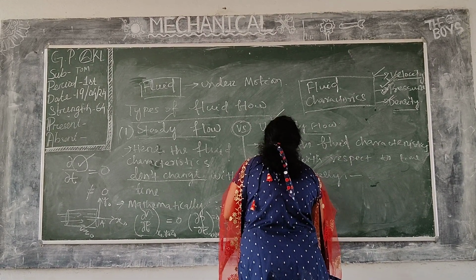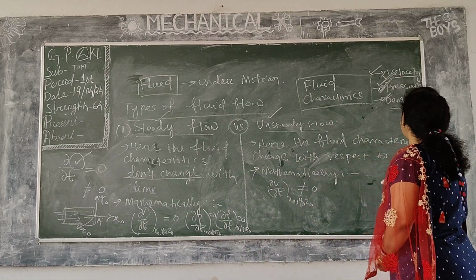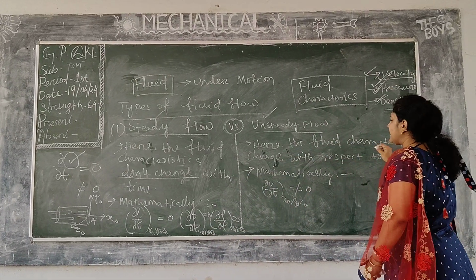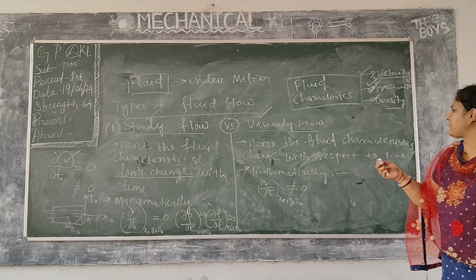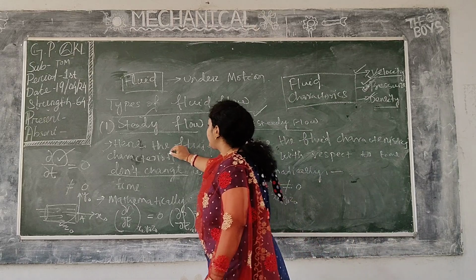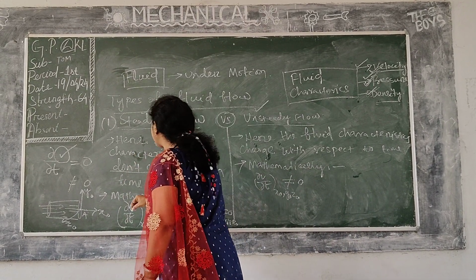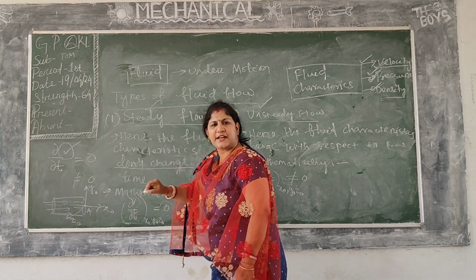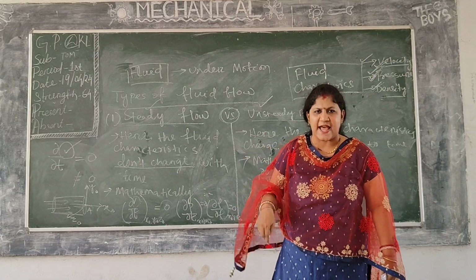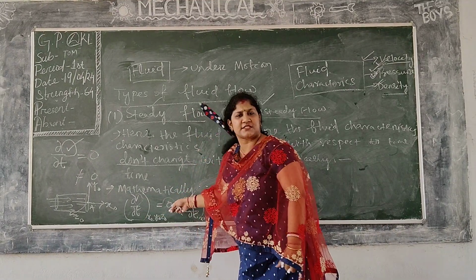Along y0, z0 it should not be equal to 0 because the fluid characteristics change with respect to time. They are not constant. If they are here, the fluid characteristics don't change. If they don't change, they are constant. So every variation is 0. dv by dt means variation with respect to time of the characteristics.